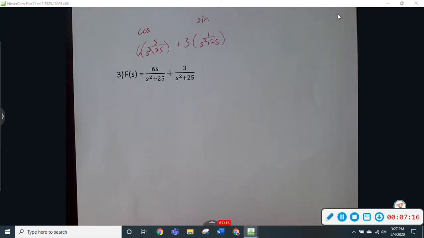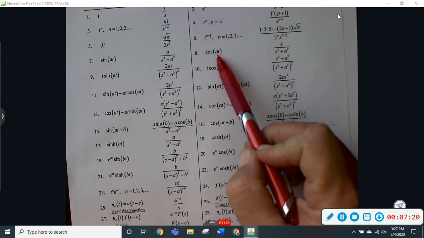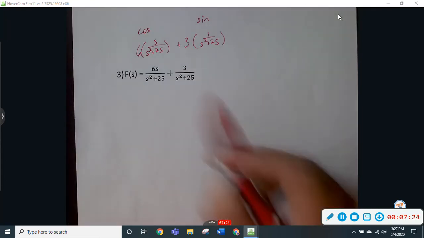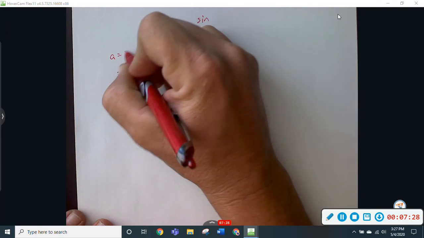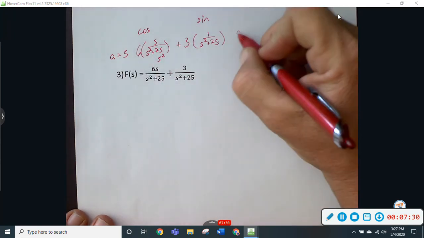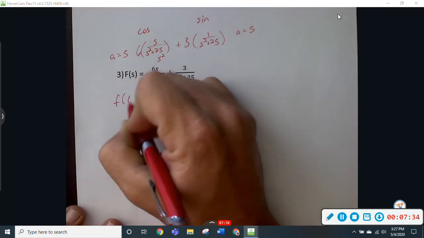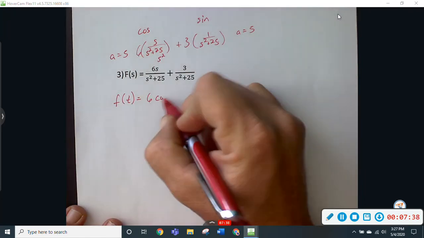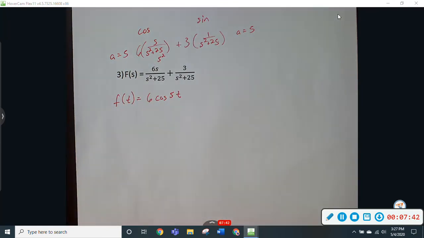All right, so what do we need with our cosine? How do we get it back? Well, we need a cosine a. We need to figure out what a is, right? And then we need to make sure we rewrite it as such. In this one, a would be 5 squared. So a is 5, and the same thing here, a is going to be 5. So I'm going to write the first term, f of t equals, 6 is our constant, times cosine, and a is 5, cosine 5t. That's the first term.